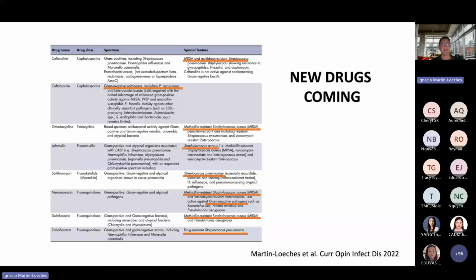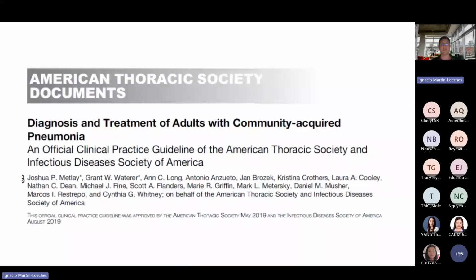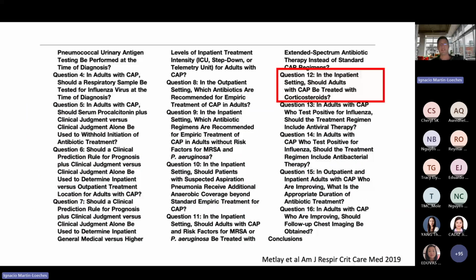And the last part is about adjuvant treatments. I think these adjuvant treatments are mainly two, and in the guidelines we were looking at the first one. These two were corticosteroids and immunoglobulins. As I mentioned, we wanted to assess the evidence for corticosteroids. In the American guidelines, among the 16 questions that they evaluated, they took only one for this area of corticosteroids.